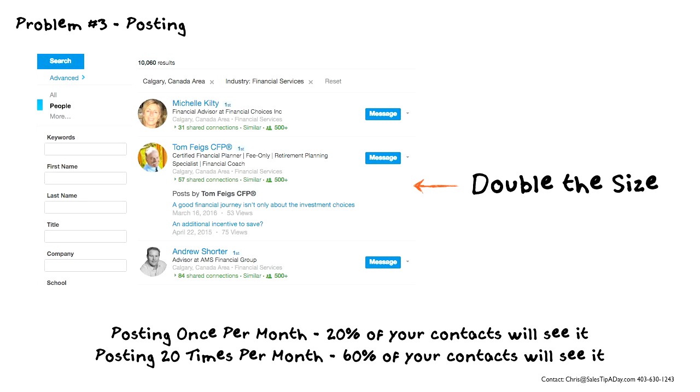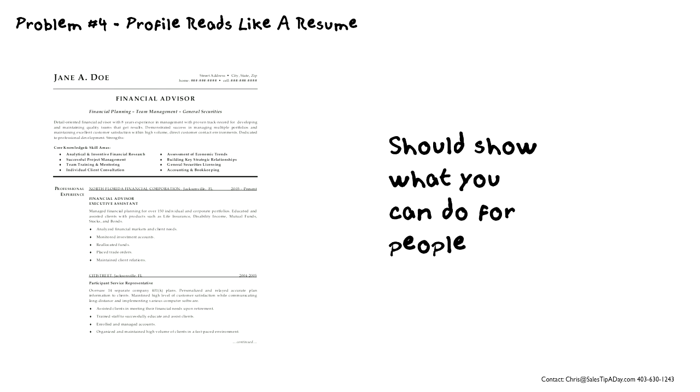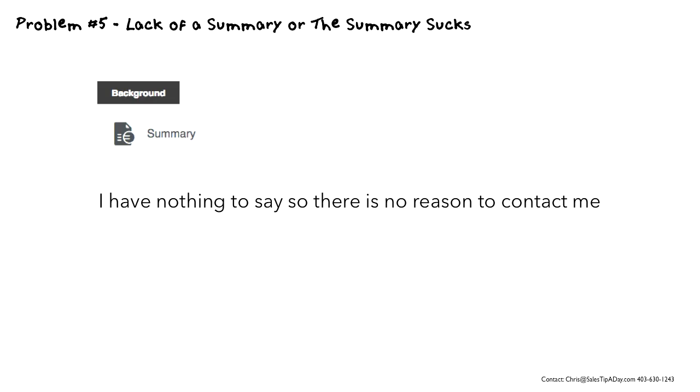Now, the other thing that I see as a problem is a lot of people have their profiles read like a resume, and that is the worst thing that you can do. What you should be doing is showing what you can do for people or how you can help them out. So the next problem that I see is a lack of a summary or a summary that sucks. LinkedIn gives you the ability to put a summary in. If there is almost no summary, what it's saying is, I've got nothing to say, I can't provide you anything, no reason to contact me, don't even bother with me. Fill out the summary section.